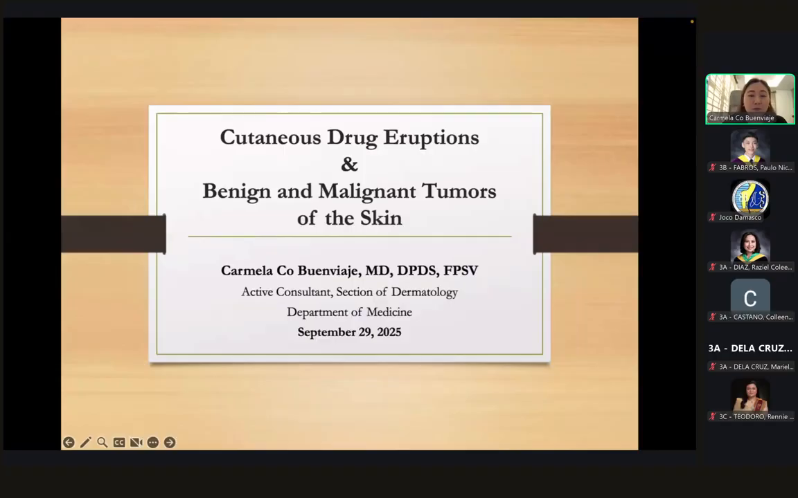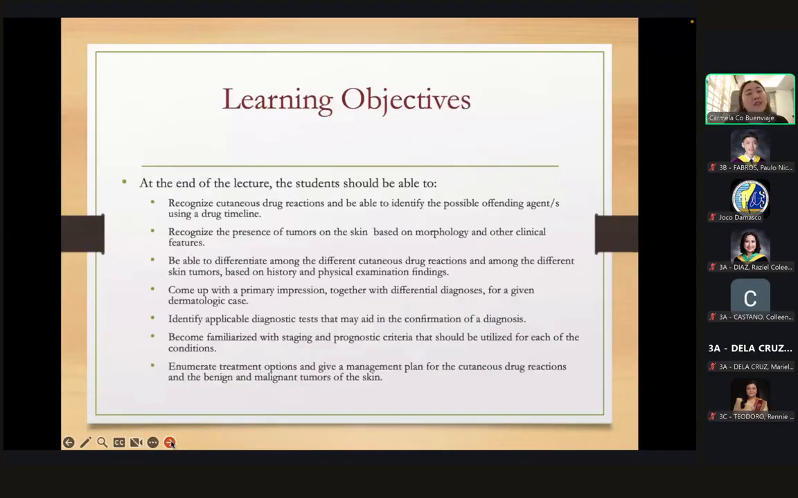Okay, so our topic for this morning will be cutaneous drug eruptions and also benign and malignant tumors of the skin. So this is quite a long topic, so I hope that all of you will be able to pay attention until the very end. Okay, so let's begin. First, the learning objectives.